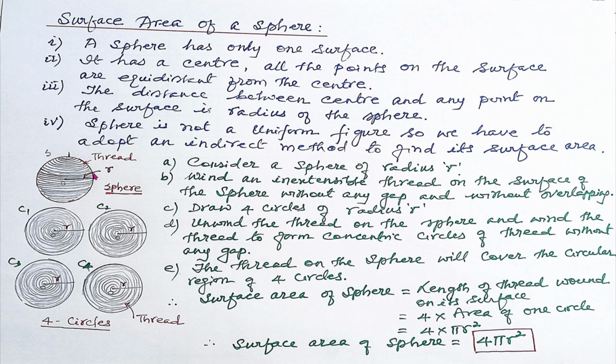Sphere being a non-uniform figure, we cannot directly find the surface area. We have to adopt an indirect method to find its surface area. So let us consider a sphere of radius r.